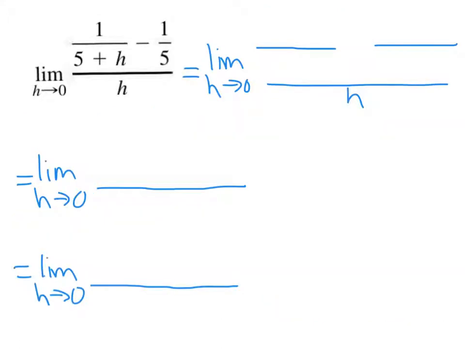In this example, we can't plug in h equals 0 because our denominator would be 0. And there's no conjugates or obvious factoring we can do, but we do have two fractions, so we can try to get a common denominator and write it as a single fraction.